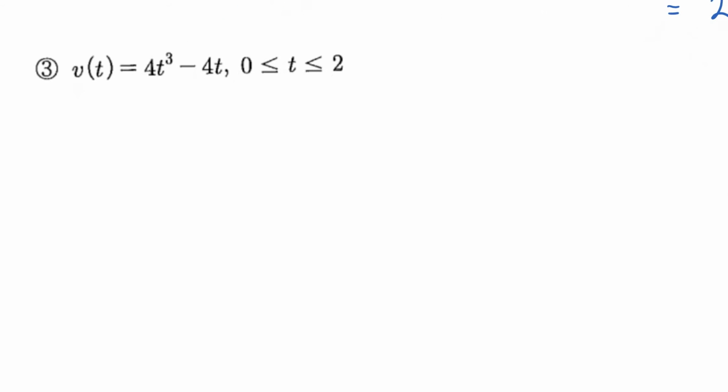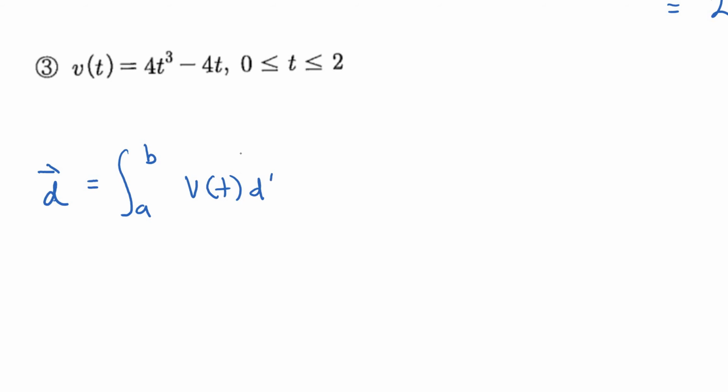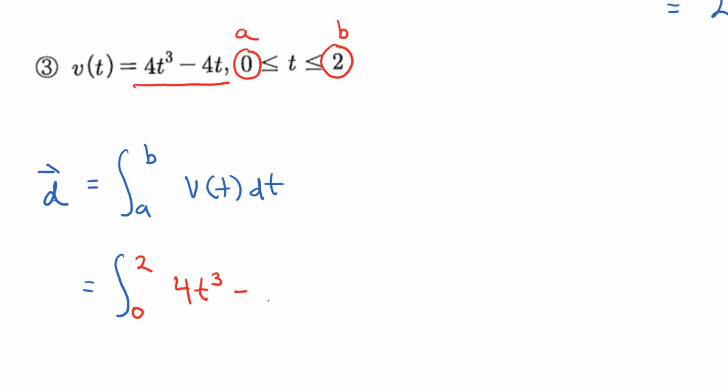Let's do the same thing for question number 3. I need to find the displacement. Displacement, I will write as a letter D with a hat. That's the integral from a to b of v of t dt, and my a value is 0, and my b value is 2. So set the integral here from 0 to 2. My velocity function is 4t cubed minus 4t, and then dt. Go to your graphing calculator once again, and you should get a final answer of 8.